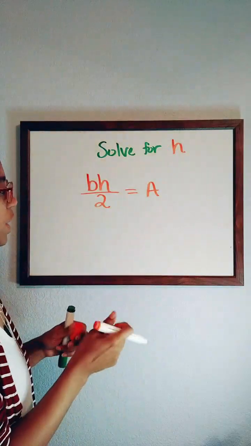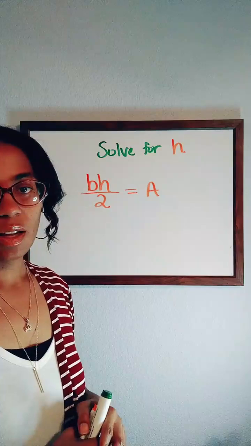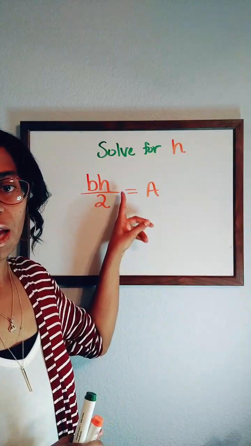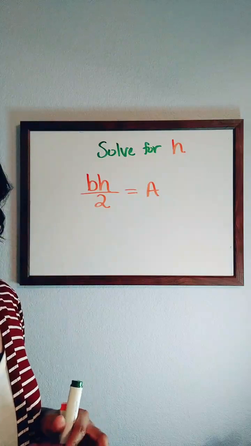Okay, so we have B times H divided by 2 is equal to A. And we want to solve for H. Solve for H.